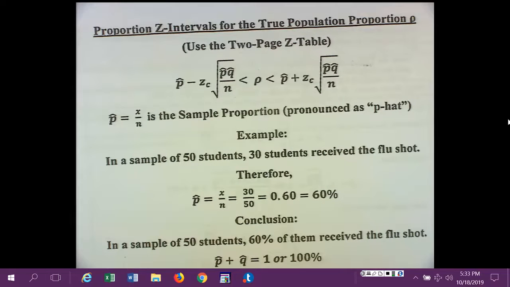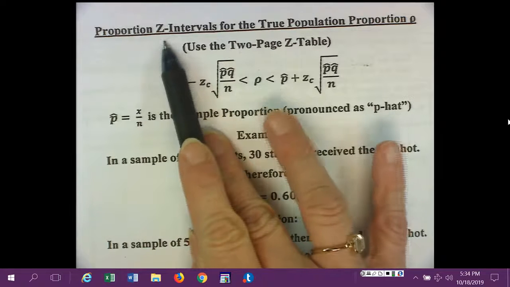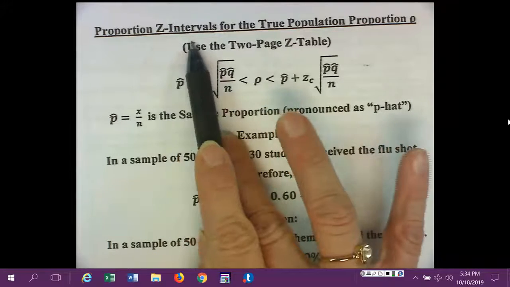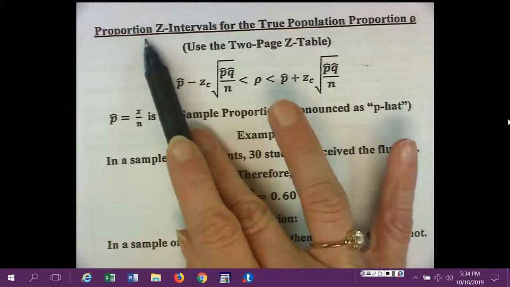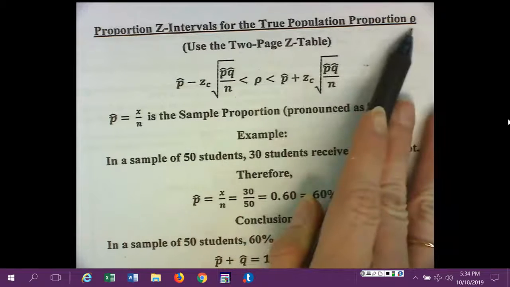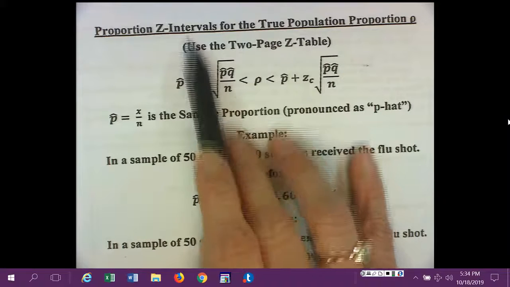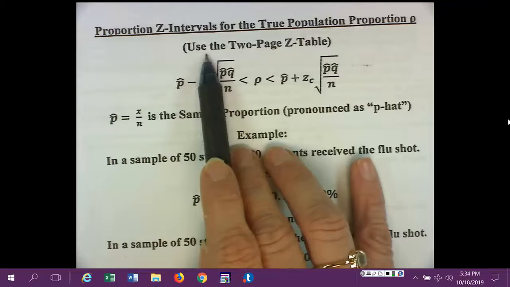This lecture video pertains to proportion intervals for true population proportion. If you notice, the title says Z intervals also. A proportion interval for true population proportion, rho or P, is a type of Z interval. So we will be using the two-page Z table once again, which is good news.